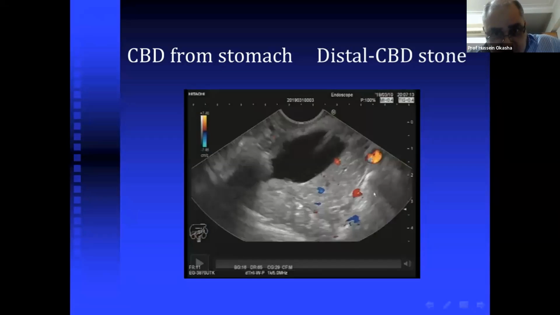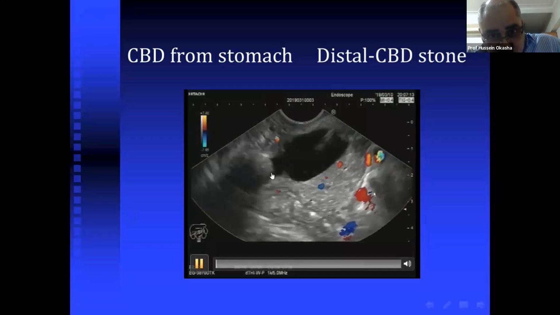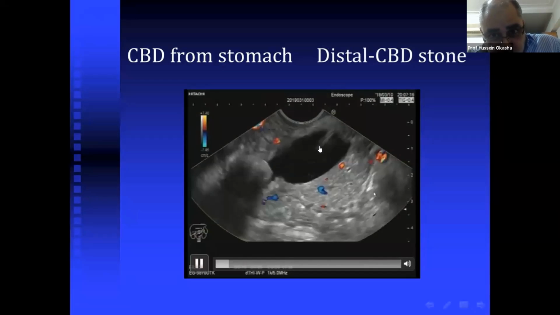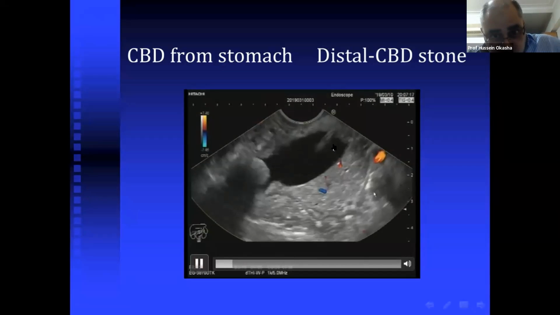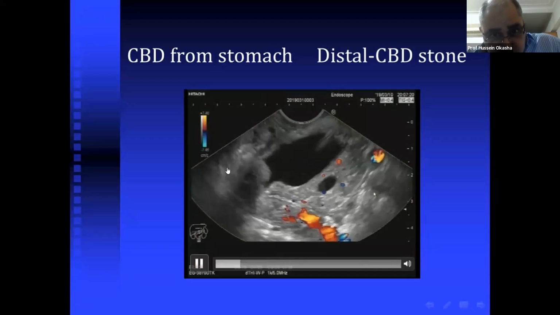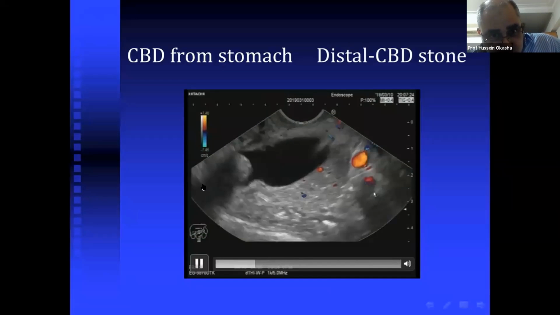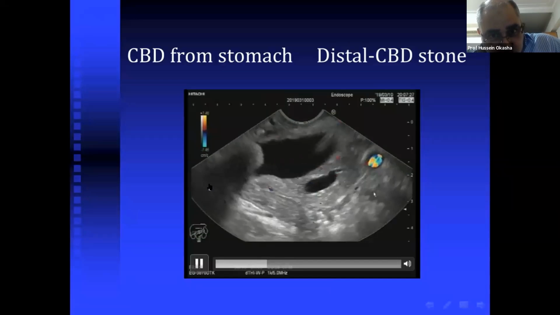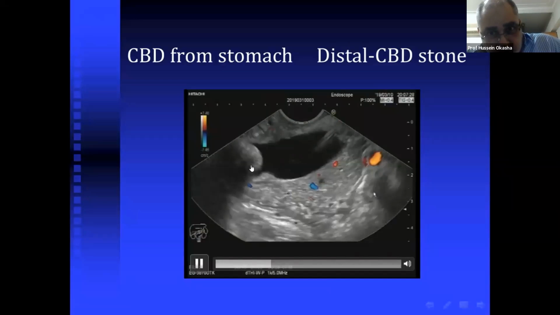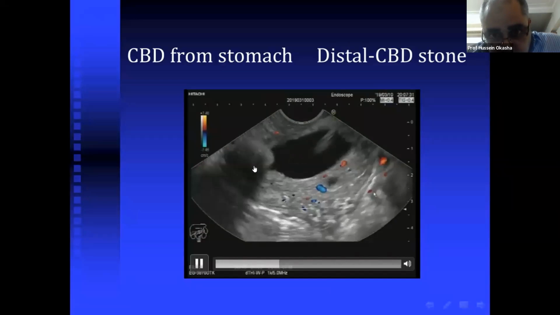And this is a very nice case of a very large stone in the distal most part of the common bile duct. You see, the common bile duct is markedly dilated, with no color flow signal inside. And this is a large stone impacted at the region of the papilla. And this is the duodenum and the air inside the second part of the duodenum. So it is a very large stone in the common bile duct seen from the stomach.